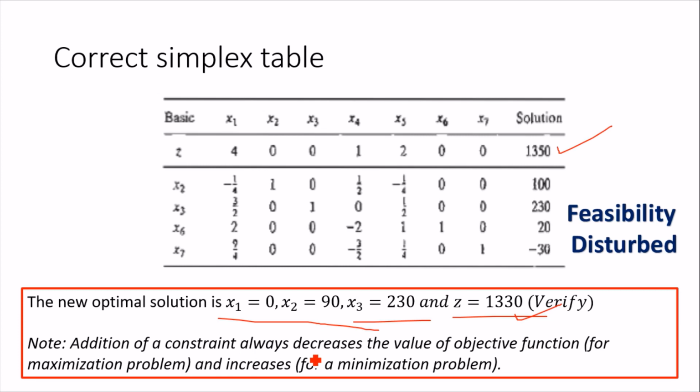So this topic is also giving you an important result, that if you read this note, addition of a constraint always decreases the value of the objective function for a maximization problem and it increases the value for a minimization problem. That means it always worsens the value of Z because the more the number of restrictions, the poorer the best solution will be. So earlier it was 1350, now it is 1330. It has reduced. So that's just an additional observation. So you can finish your question here only after declaring the new optimal solution. So that finishes everything about addition of constraint.